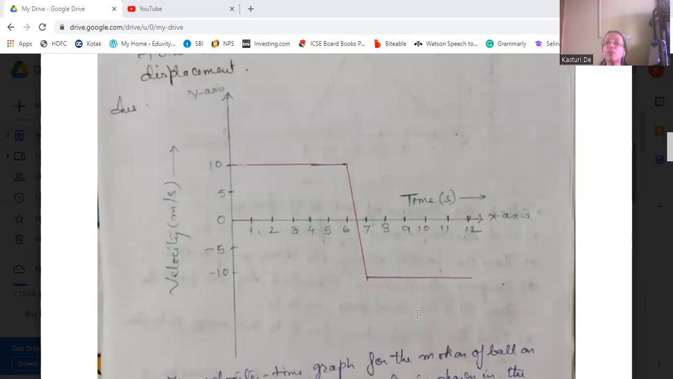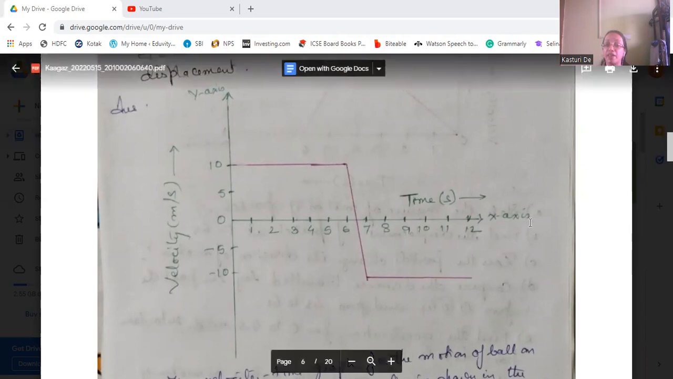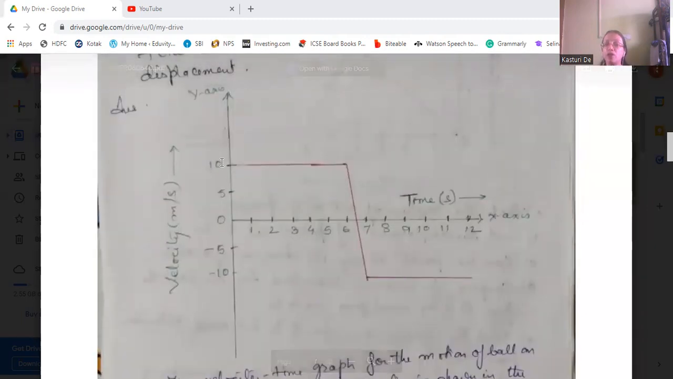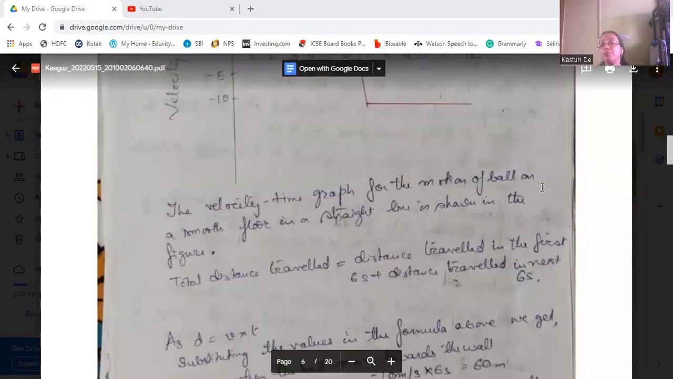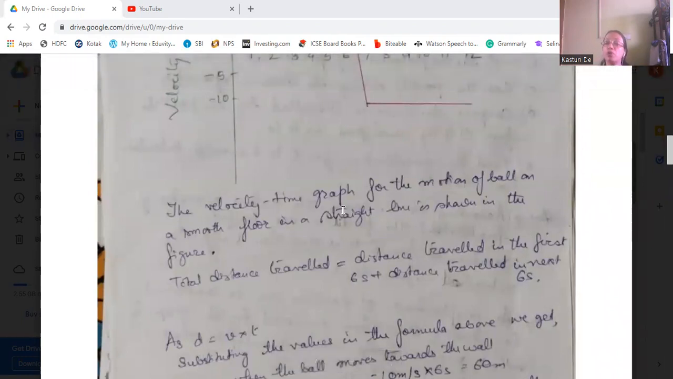Okay. So this will be the x-axis, the time axis, and velocity will be this axis. Now, the graph will be like this. Velocity will be 10 meters per second, then it will come down, reach the zero point, and it will go down, and again it will become static. So like this, the velocity time graph of the motion of the ball on the smooth floor will be a straight line, which is shown in the figure.